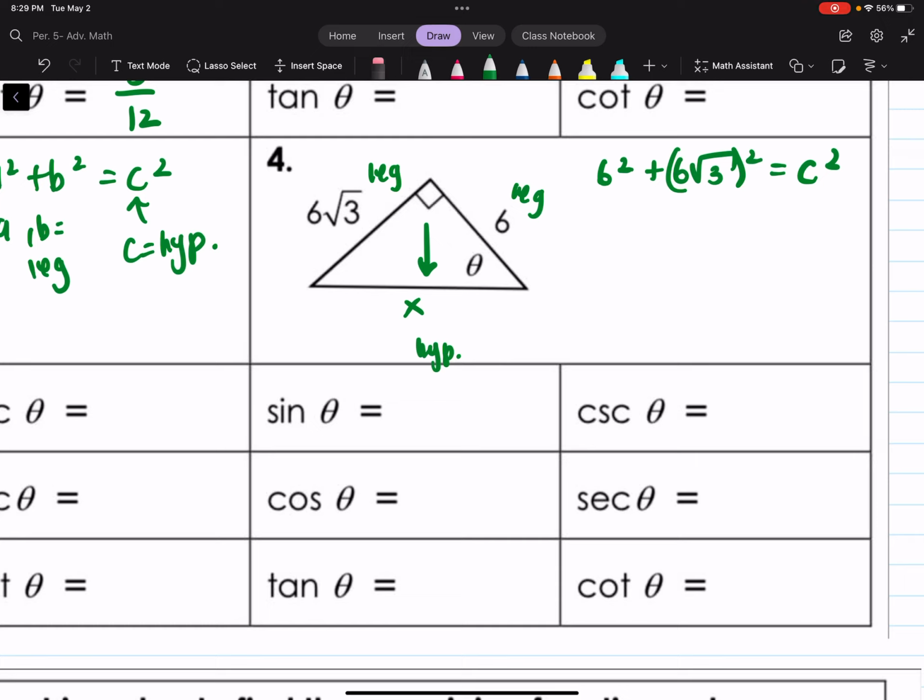Now let's go ahead and solve this one. Right here, you need to realize that 6 squared we obviously know is 36.